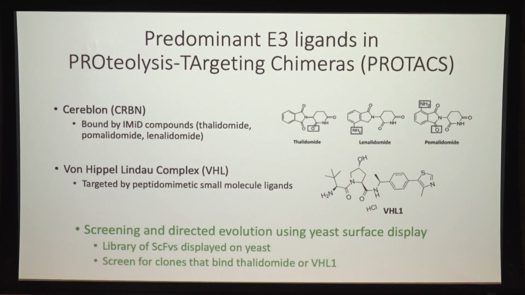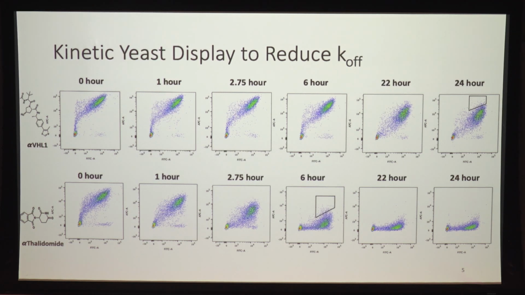And so using yeast display, which is our favorite tool for such things, we wanted to make very tight binders to these molecules. Here is some flow cytometry yeast display data. On the y-axis of these dot plots is a signal for binding to the target, the top row being VHL and the bottom row being thalidomide. And after a long time of competition, in this case about a day, you see that it hasn't dropped that much. With the thalidomide, after 6 hours, it's dropped more, so we still have some work to do to make that a tighter binder. But I'll show you some more of the data on the VHL1 now.